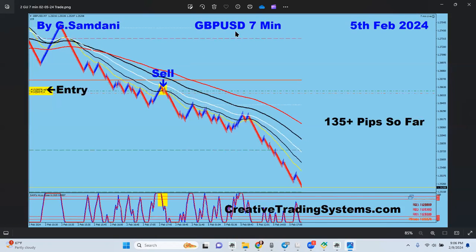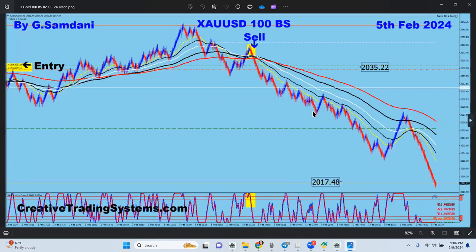Second is GBPUSD as well. It went down on the 5th from here. The sell order is right there for 135 pip. The USD was getting strong. Also on the 5th, gold, a beautiful entry here, all the way down from 2035 to 2017. Sell orders right there.